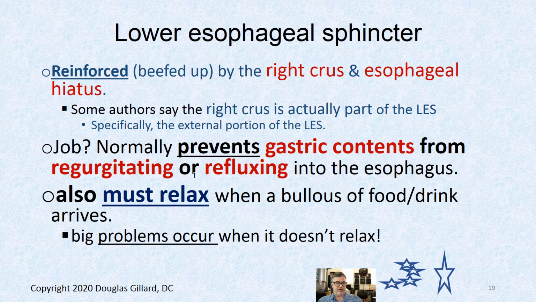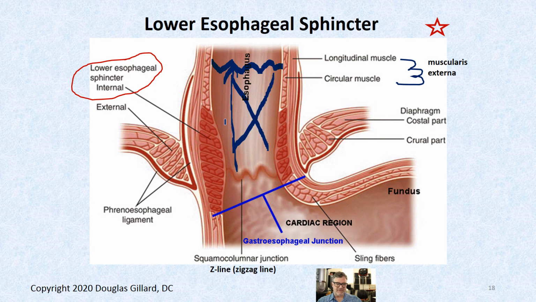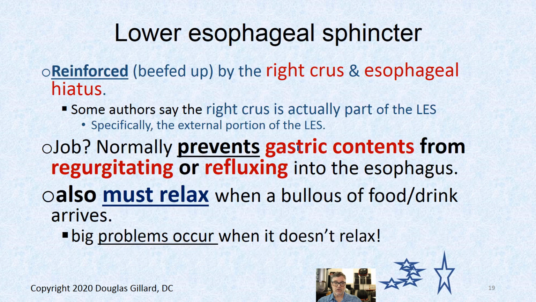So everything I said pretty much already. Lower esophageal sphincter is wimpy on its own. It's not very strong, so it needs some help. Well, here's the diaphragm. This is the esophageal hiatus right here, and you can see the esophageal hiatus is pretty meaty. So that helps with the closing power. What's not drawn here is the right crus, which lassos this thing and also kind of beefs it up. So it's reinforced by the right crus and the esophageal hiatus. A good question, right? Nice anatomical question for you there.